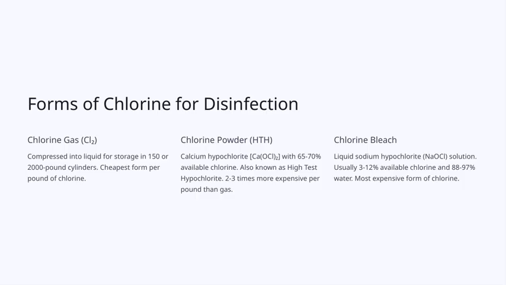Finally, we have chlorine bleach, which is a liquid solution of sodium hypochlorite, NaOCl. This form usually contains between 3 and 12% available chlorine, with the rest being water, around 88 to 97%. It's the most expensive form of chlorine, but it's widely used because of its convenience, especially in household and small-scale applications. Connecting all these forms to our overall theme, each has its unique advantages and costs, and choosing the right one depends on the specific needs and circumstances of the disinfection process.